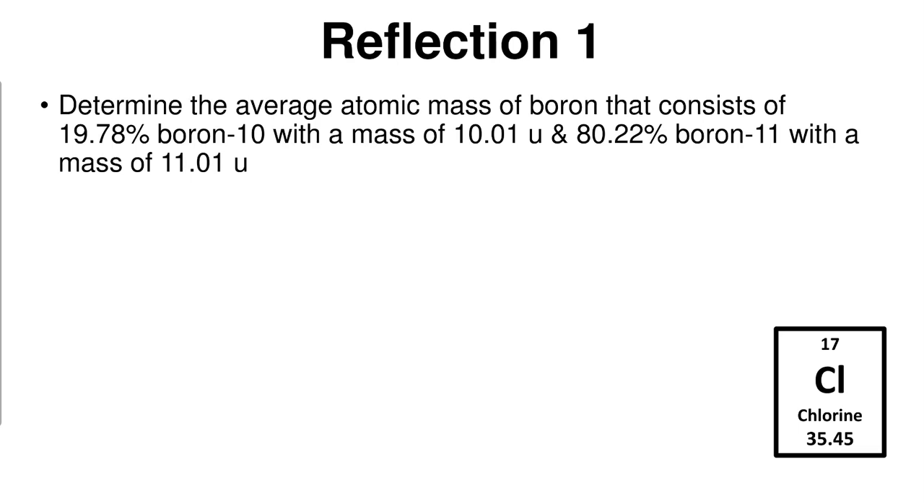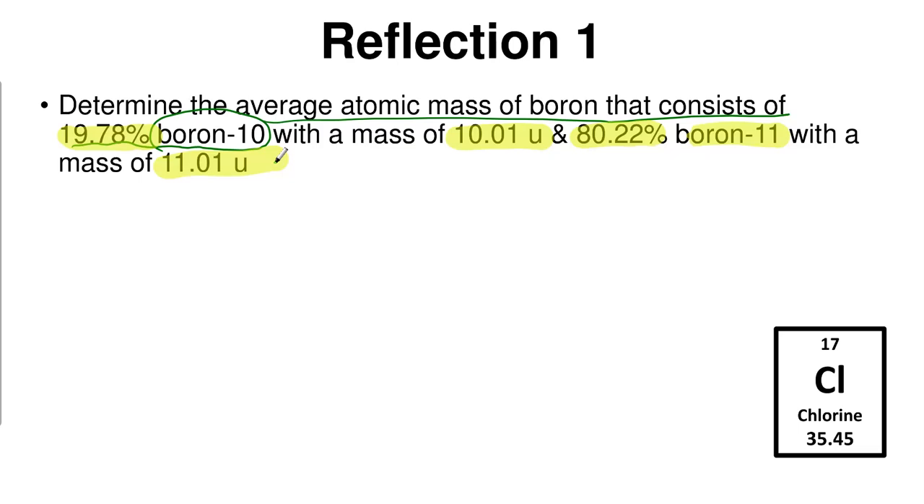It says determine the average atomic mass of boron that consists of 19.78% of boron 10. I told you it is usually given as a percentage. Boron 10 has a mass of 10.01 U and exists 19.78% of the time. Whereas boron 11 here exists 80.22% of the time with a mass of 11.01.